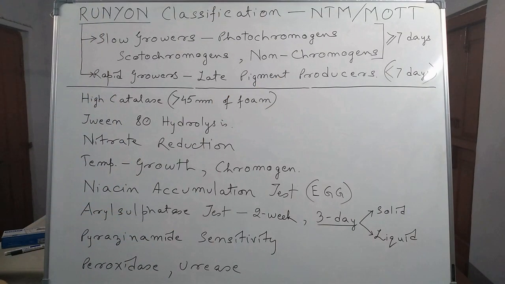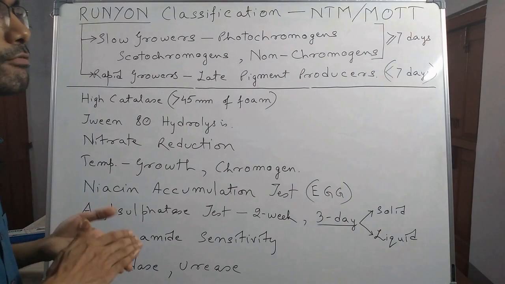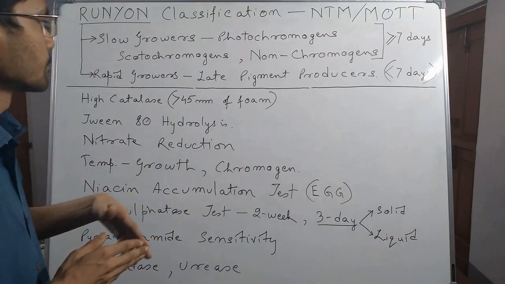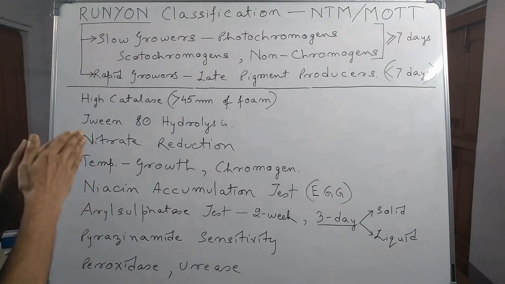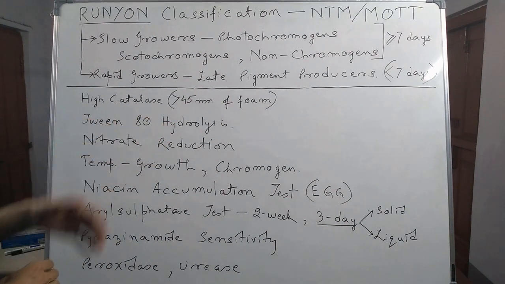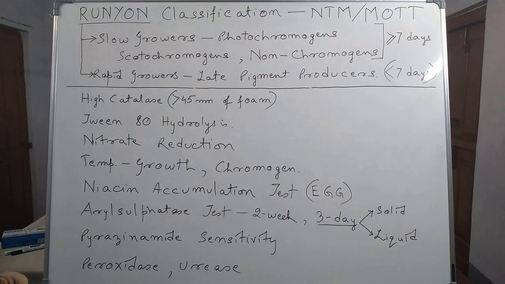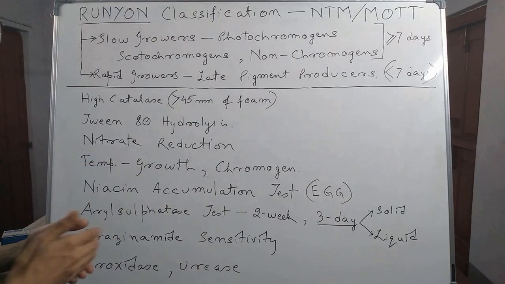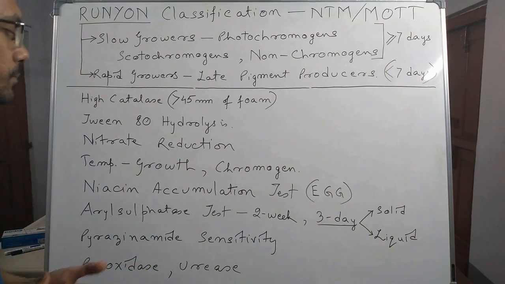Now these are the parameters or biochemical tests on which the atypical mycobacteria are differentiated, or even MTB and M. bovis may be differentiated. They may be high catalase if they produce a column of foam or bubbles which measures greater than 45 millimeters. And if it's less than 45 millimeters, they would be low catalase. Now whether they hydrolyze Tween 80 or not, Tween 80 is a surfactant, and whether they reduce nitrate or not also differentiates. Some of them tend to be slow growers at a particular temperature and rapid growers at another, and some of them are photochromogens at one temperature and scotochromogens at another.